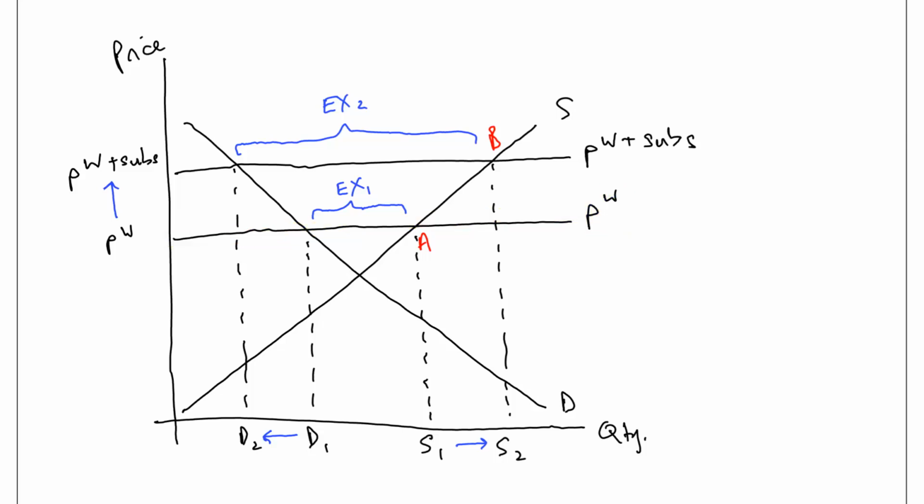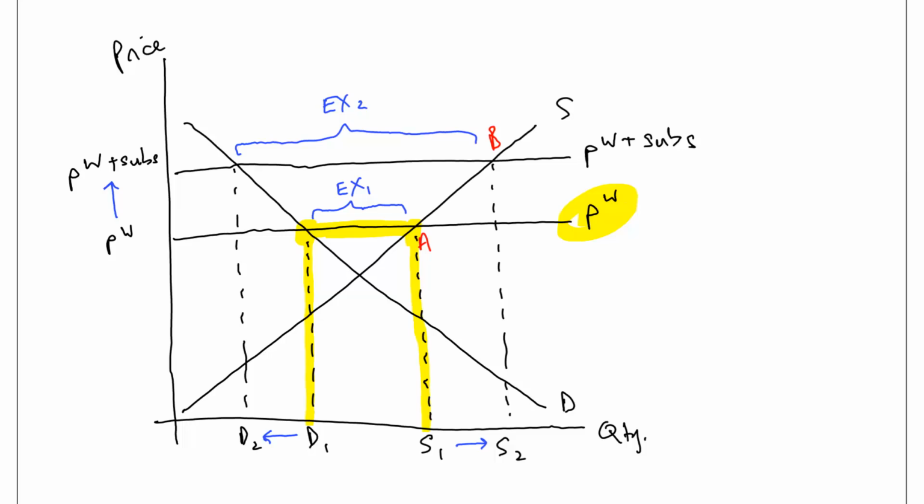And so effectively what that's going to do is raise the effective price that producers receive from PW to PW plus subsidy, right? Whatever the amount of the subsidy is. Okay, and then we can trace out the effects of this export subsidy. So before the export subsidy at PW, domestic demand is going to be given by this level D1, and domestic supply is going to be given by S1, by the supply curve. And so the difference between the two is going to be your export levels, right?